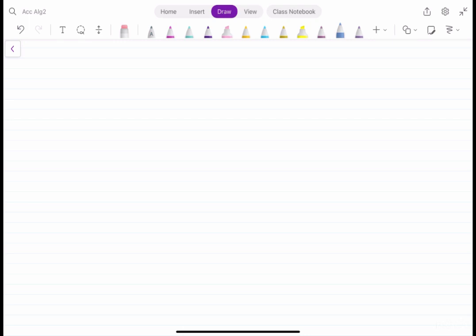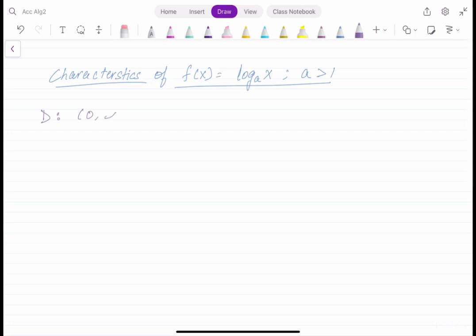Now the another thing that we need to focus on in this unit will be characteristics of log base a of x, where a is greater than 1. Remember, with the exponential function also, we are taking base as greater than 1. It cannot be 1, it cannot be 0.